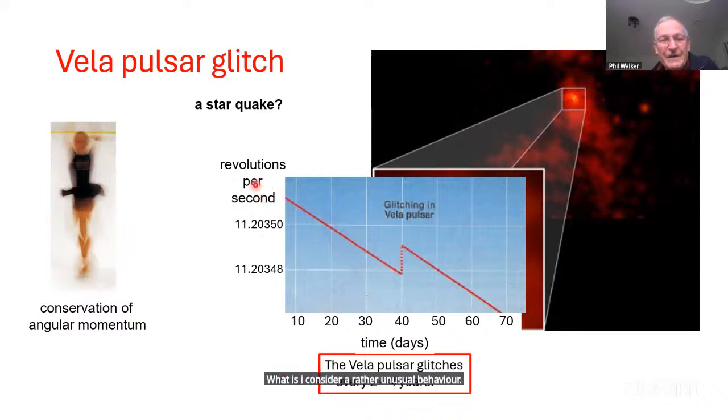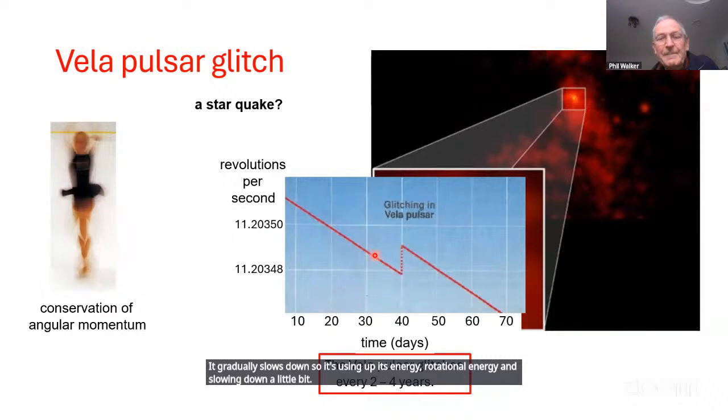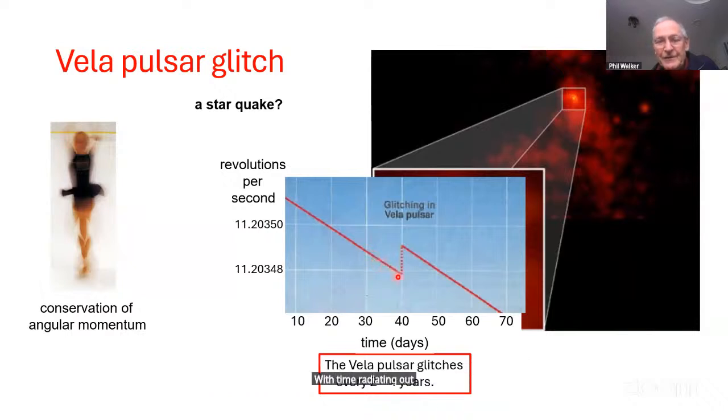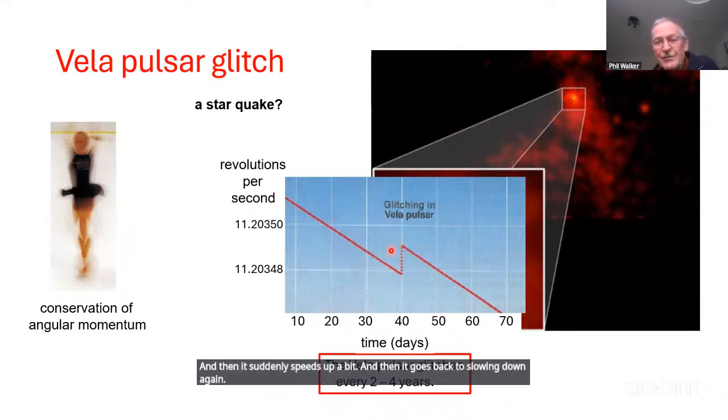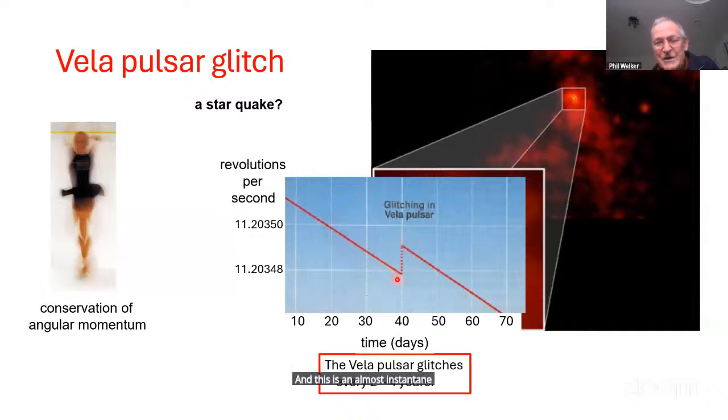If you plot the revolutions per second as a function of days, it gradually slows down, so it's using up its rotational energy, and slowing down a little bit with time, radiating out lots of its rotational energy. And then it suddenly speeds up a bit, and then it goes back to slowing down again. And this is an almost instantaneous, hard to catch glitch of the Vela pulsar. Happens every few years.